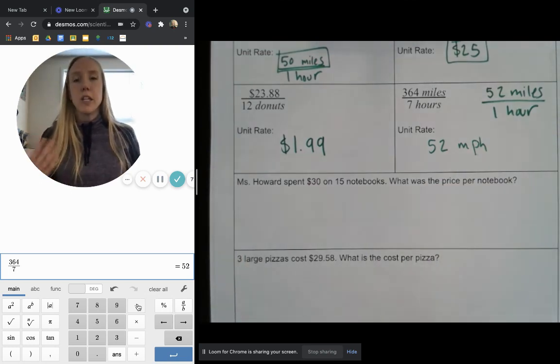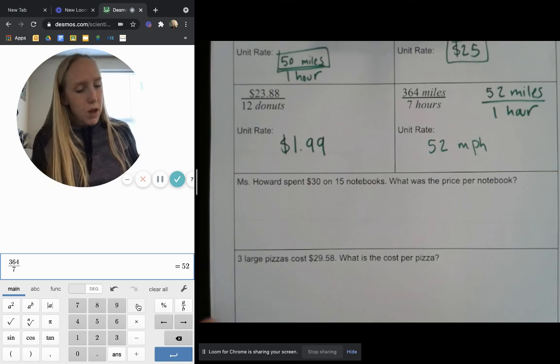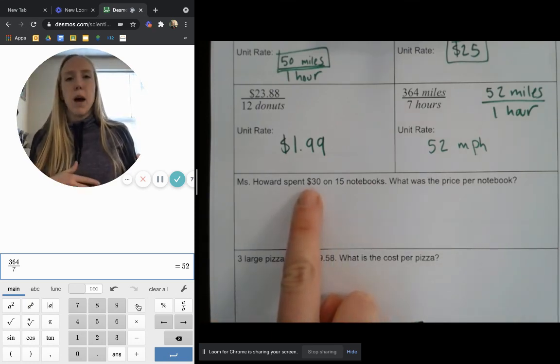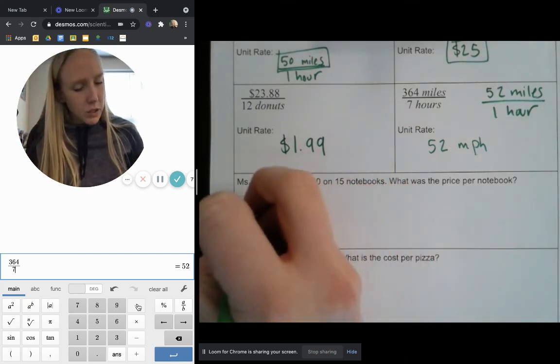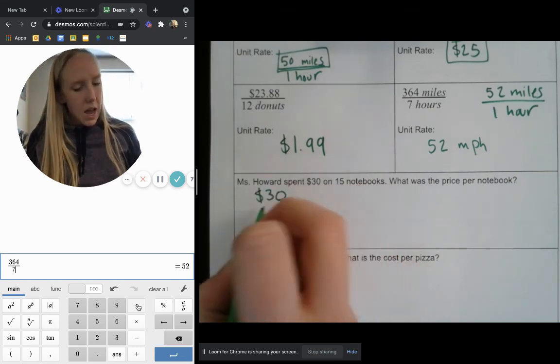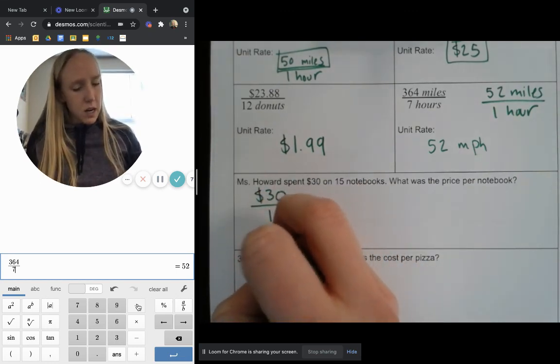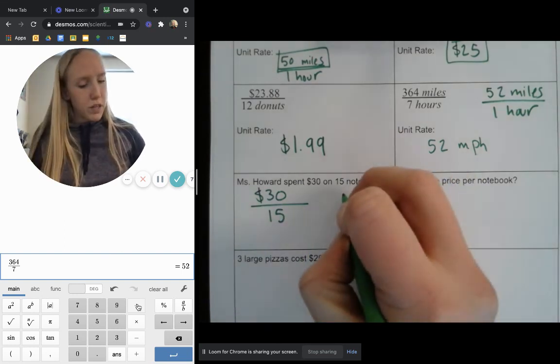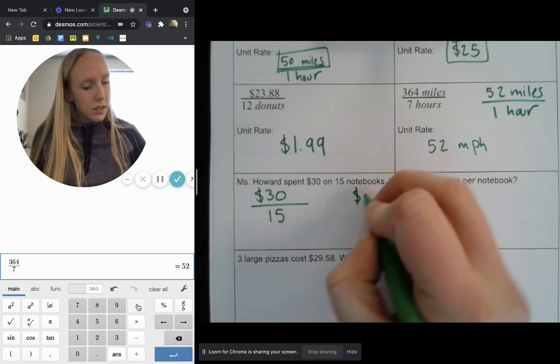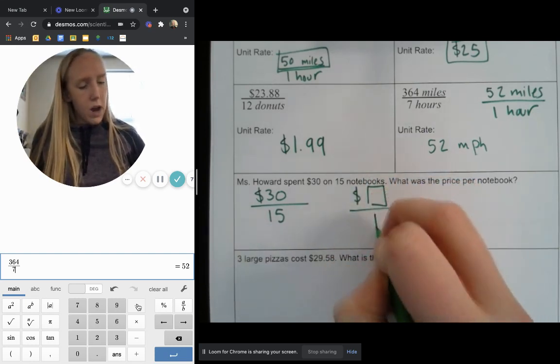Now, if you're kind of like the person that likes to try to do stuff in your head, that's great. You might be able to figure out how much each notebook was in your head. So let's double check that with writing it out and even writing it as a rate and then finding the unit rate. So a lot of times when you're talking about cost, the cost or price will go on top. So this is $30. And that was for 15 notebooks. So that was $30 per 15. But we don't want $30 per 15. We want something, we don't know what, per one notebook.